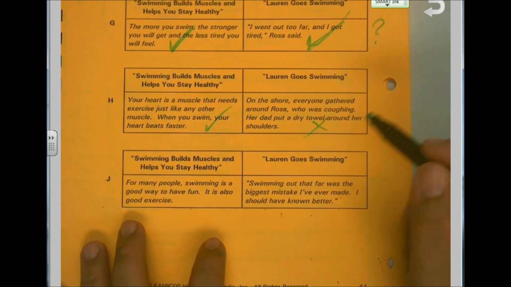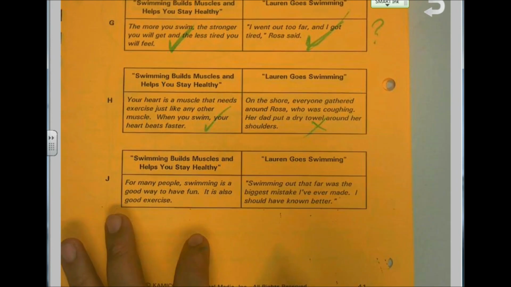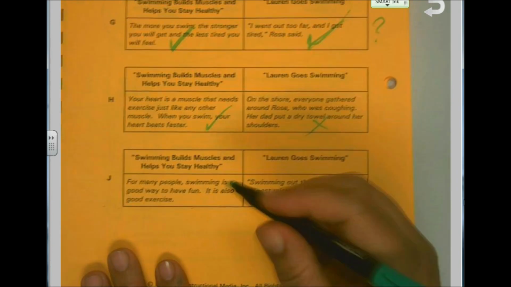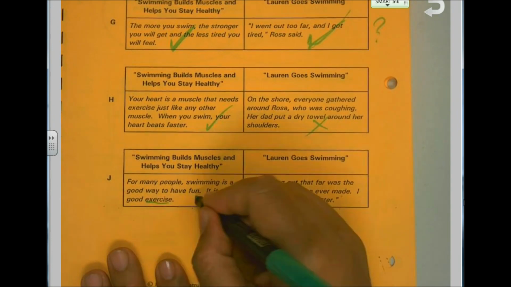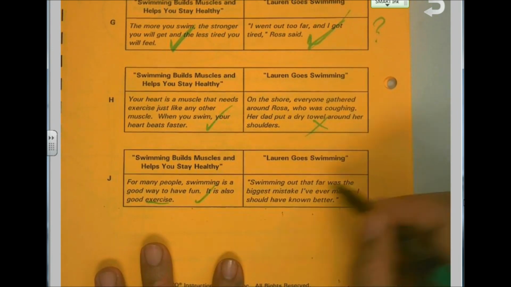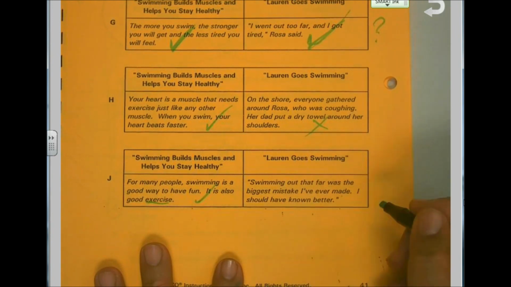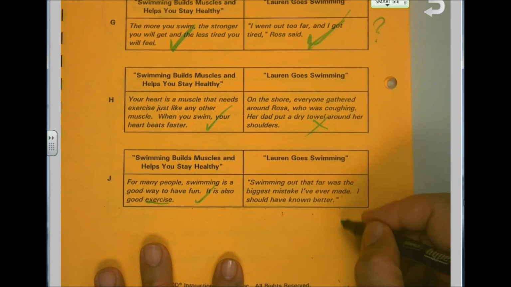J. For many people, swimming is a good way to have fun, and it's also good exercise. Does it talk about exercise? Yes, there it is. Swimming out that far was the biggest mistake I've ever made. I should have known better. Does it talk about her getting into trouble? Kind of, but not really. It's talking about like it was her mistake. So I'm going to say only like a half.